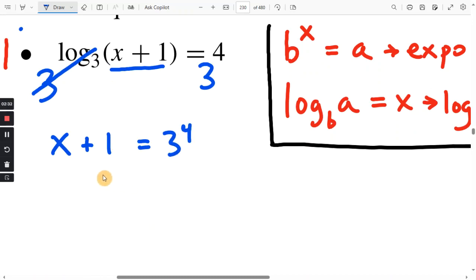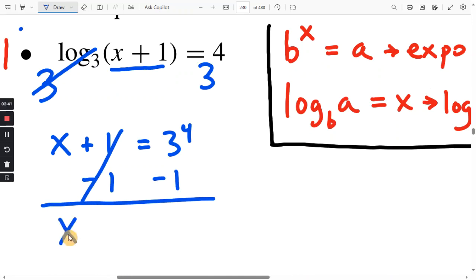And now it's simple. Solving for x, the opposite of plus 1 is minus 1. Cancels here. And x is going to equal 3 to the 4th, which is 3 multiplied 4 times. That's just 81 minus 1, that's 80. All right, pretty simple.